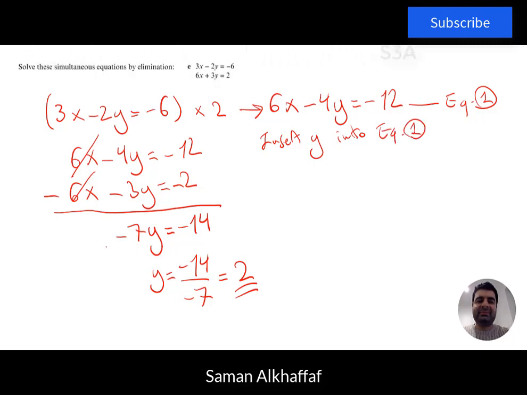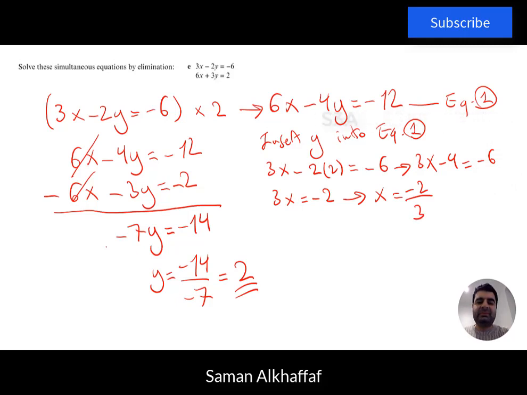So that would give us 3x minus 2 multiplied by 2 equal minus 6. So that would give us 3x minus 4 equal minus 6. So we have 3x equal, with the minus 4 moving to the other side. It becomes minus 6 plus 4, so that will give us minus 2. Now we just divide by 3, so x equal minus 2 over 3, and this will be the value for x.